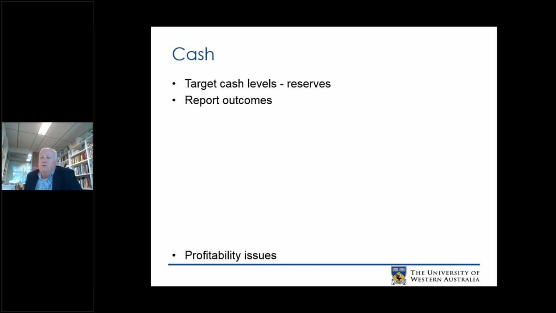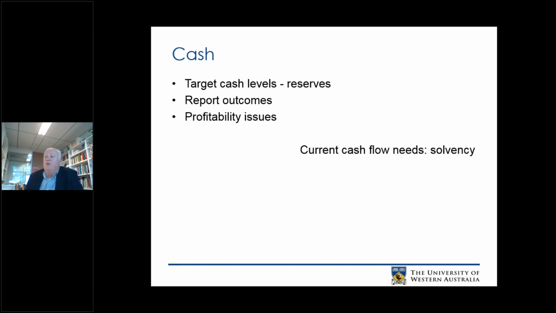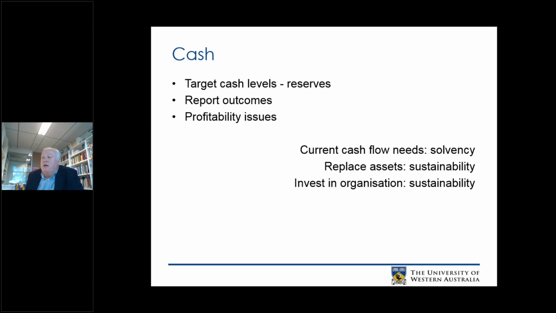It's also important, as I said before, to maintain profitability, to be able to build those reserves, and also to ensure that your current cash flow needs are understood so that you can maintain solvency, while also ensuring that you have sustainability capacity for ultimately replacing assets. Investing in the organisation for sustainability is also critically important, and ultimately, of course, cash is king in the context of being able to ensure this organisation can move forward to maintain its mission.